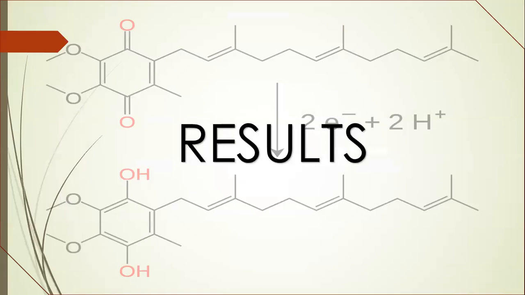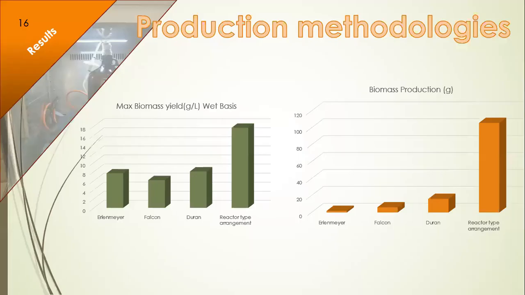Well, the results we have come up with, I didn't put this exactly in the methodology, but it's something we've been working on, because when we first started, we produced the biomass in Erlenmeyer flasks of 500 milliliters or 250 milliliters. So here we can appreciate different production methodologies, which were Erlenmeyer flask, Falcon tubes, Durant flask, and also the reactor type arrangement I talked about earlier.